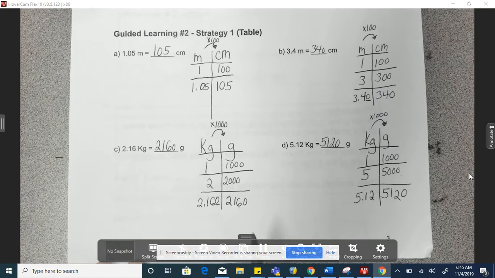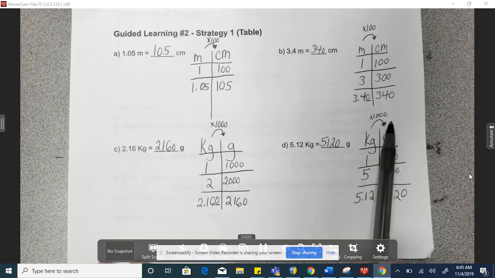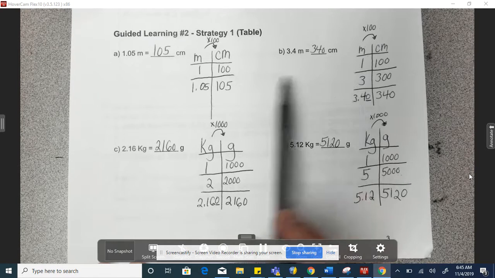This can work even if it wasn't with metric conversions. I know each of these were metric, but if you were going from feet to inches, you would do the same thing. You would just be multiplying by 12. If you're going from yards to feet, you'd be multiplying by 3. So this works for other things other than metric conversions.